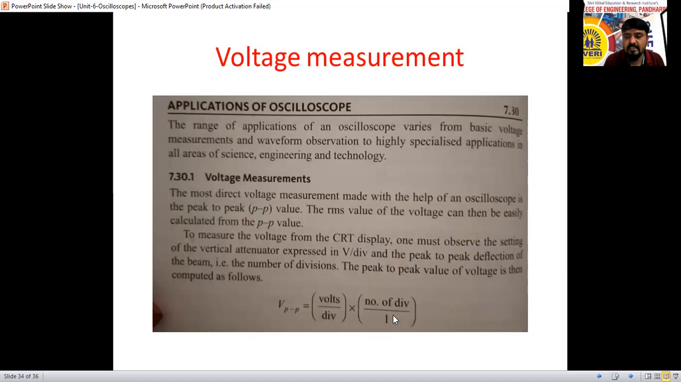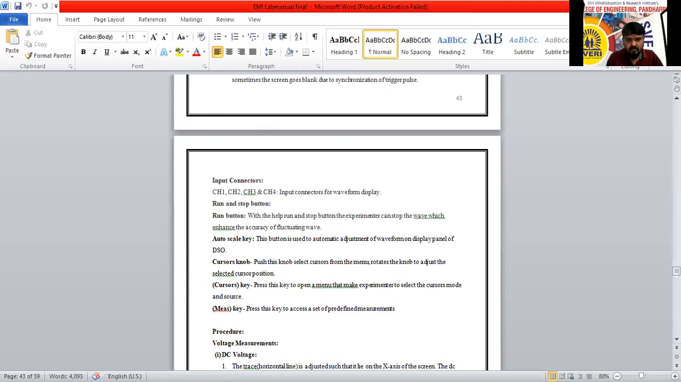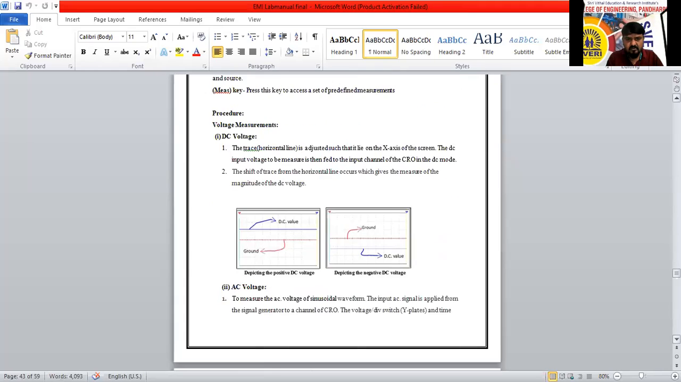So it completes the 6th unit, the oscilloscope. In the practical also we have discussed, I think. I will show the lab manual also. I will show the waveforms also. Just a minute. See here.